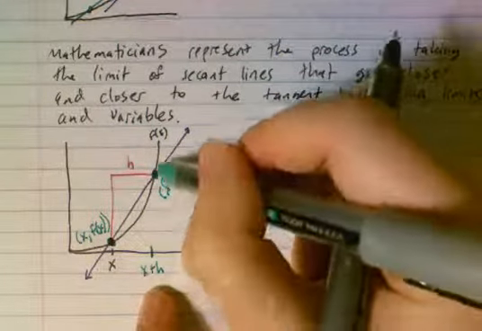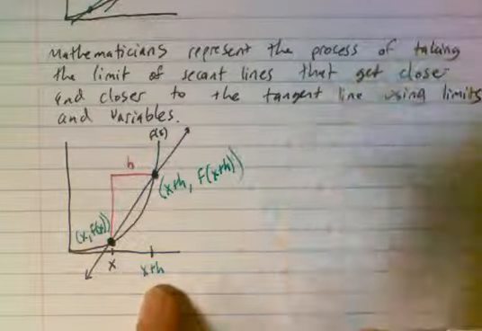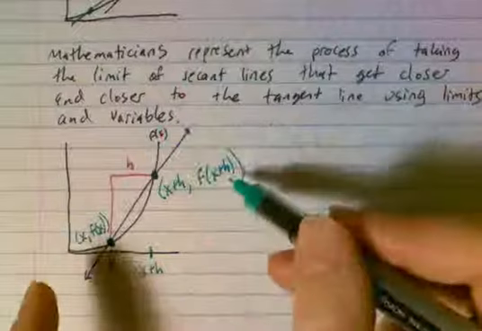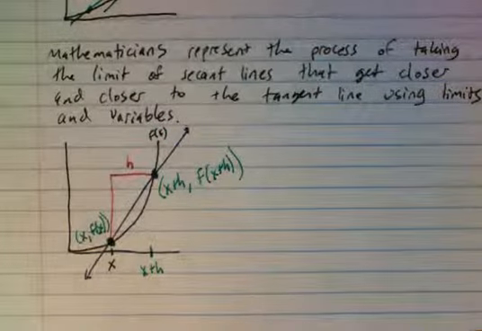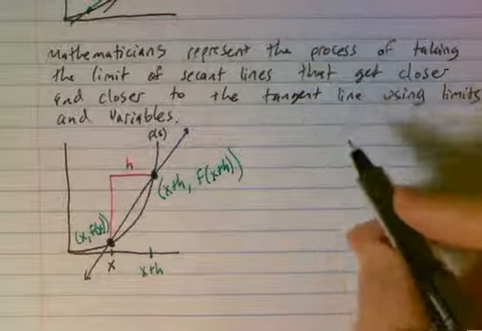And f of x, this y value, is just going to be f of x plus h. Basically, whatever this number is, we plug it in here. Whatever we get out, that's right there. So by setting it up that way, they were able to do the following.